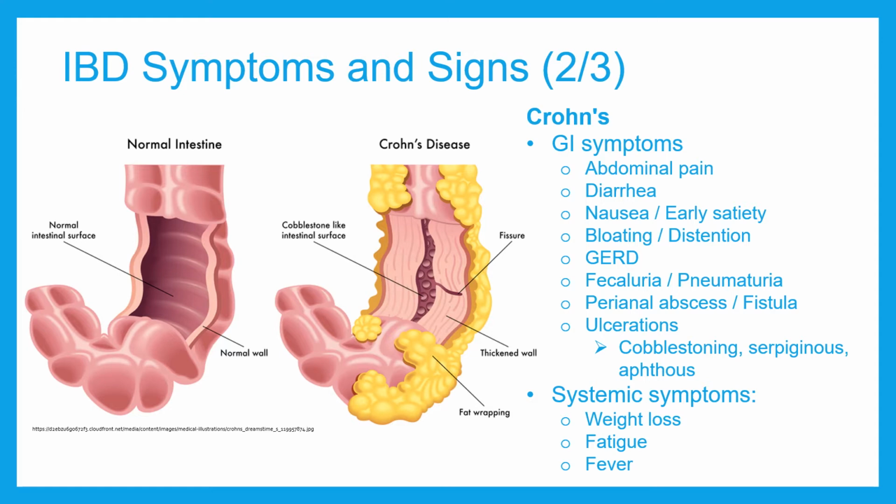Because it affects the whole length of the GI tract, GERD, or gastroesophageal reflux disease, can be present. And nausea, early satiety, bloating, and distension can also be present. Perianal abscess and fistula can form, and when the fistula connects the bladder and the rectum, pieces of defecation products can be seen in urine, as well as some air bubbles.